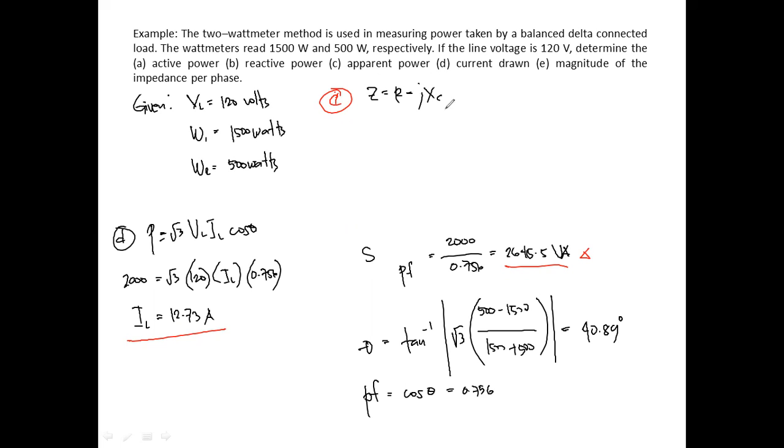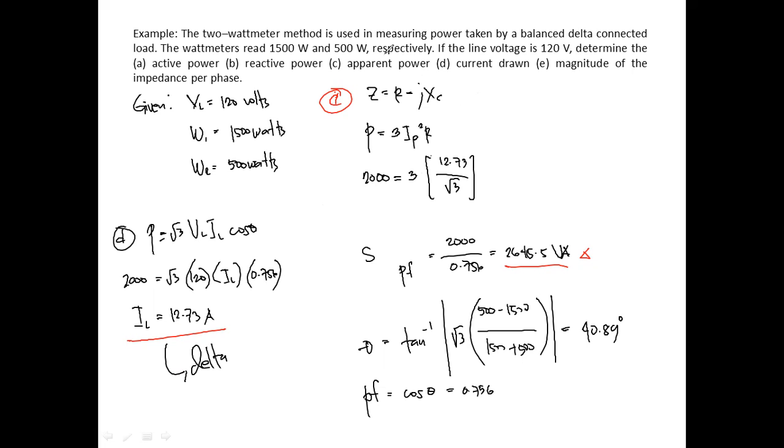So capacitive impedance, we can have R minus jXC. We can calculate first the value of R. Given the current, we can have power that's 3 IP squared multiplied by R. As we all know, the power is given as 200 watts. But for IP, take note that this is a delta connected load, so the expression for IP is equal to 12.73 over square root of 3.